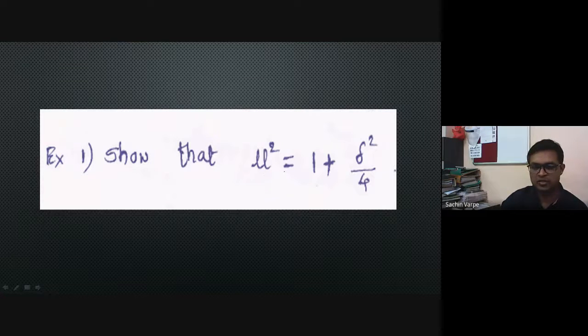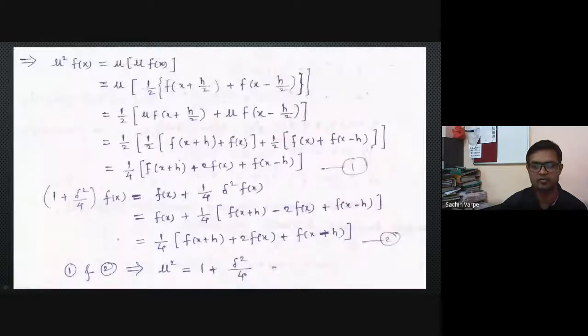This is the result: mu square is equal to 1 plus delta square by 4. Show that. So we can use this result as a formula. Mu square of f of x is 1 plus delta square by 4, which is operated on f of x. This is the whole operator on f of x. So I have explained here. I have started with the left hand side and got this, then the right hand side gave this, and from 1 and 2 they are the same. Therefore, I get the required result.